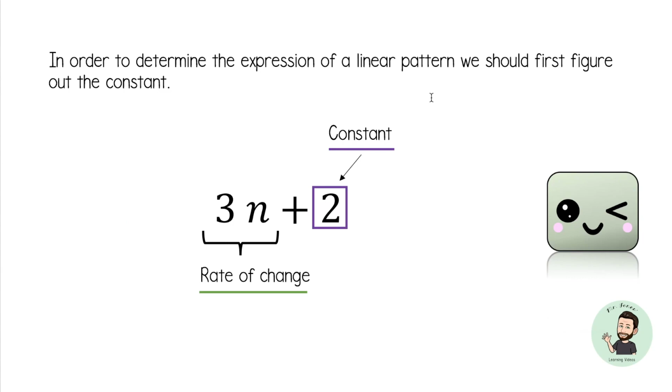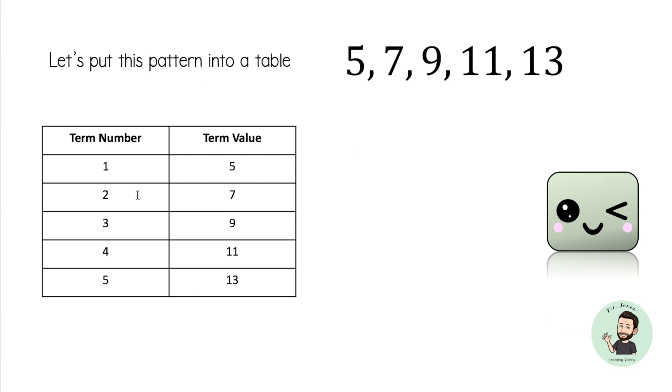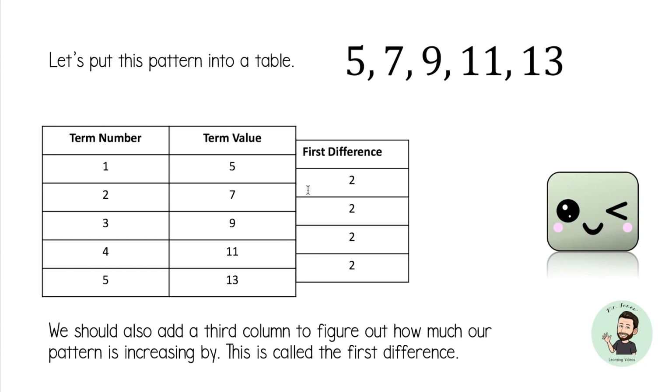So in order to determine the expression of a linear pattern, we should first figure out the constant, right? So as we know, that's that second part, the number that's either added or subtracted from the rate of change. So first, again, it's a good idea to put our pattern into a table. The next thing we want to do is actually figure out the differences between our term values, right? We call that our first difference. This is important because it tells us how much our pattern is increasing by. You could also figure out the difference between the first differences, but that's sort of advanced, and in this case we really don't need to do it because we can see that our first difference is constant anyways.